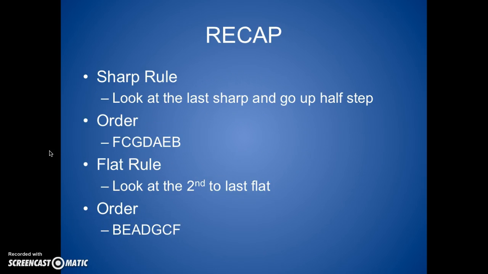Okay, let's look at a recap. So the sharp rule, we have to look at the last sharp and go up a half step. And the order of sharps will always be written as F, C, G, D, A, E, B. And the flat rule is to look at the second to last flat to identify the name of the key. And the order of flats is B, E, A, D, G, C, F.